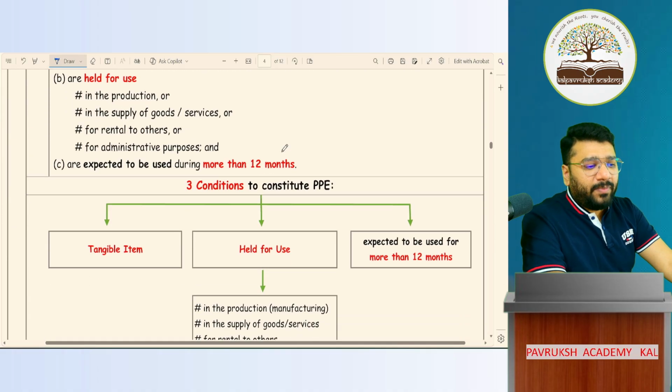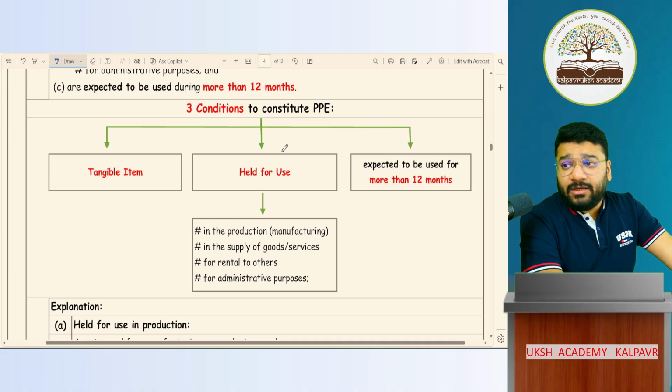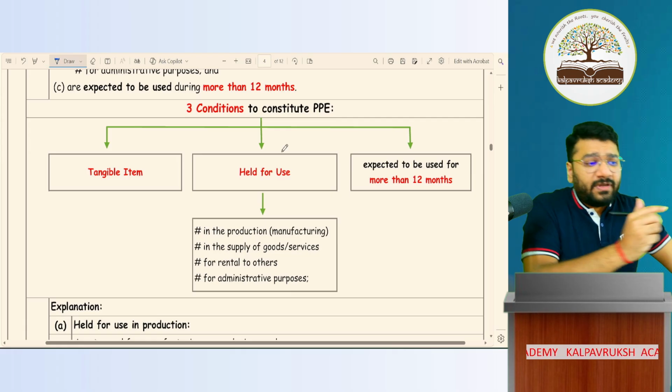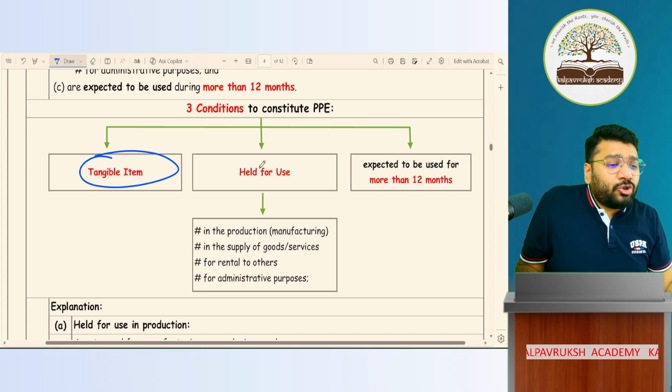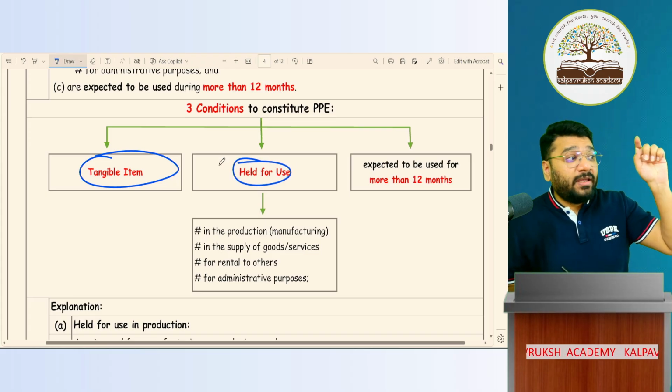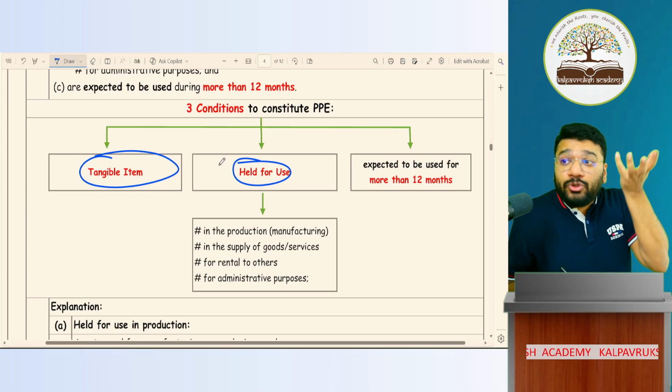Meaning of property, plant, equipment. For an asset to be constituted as PPE, there are three conditions laid down by AS10. First, it should be a tangible item. Means what? Something which I can touch. Second, it should be held for use, not for sale. It should be held for use. That PPE I should be using in my business.